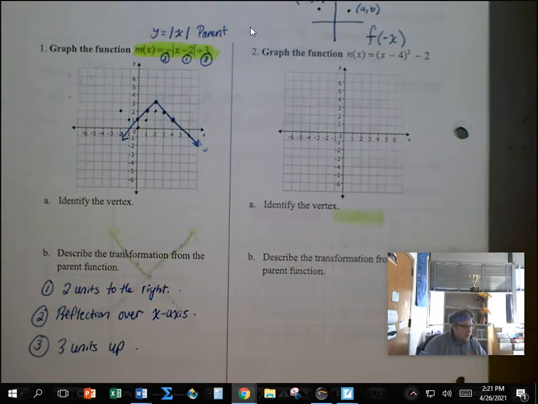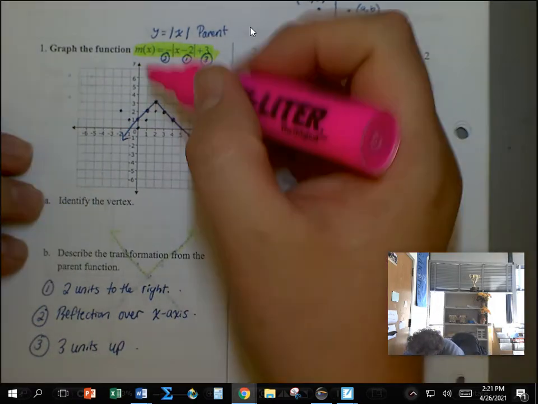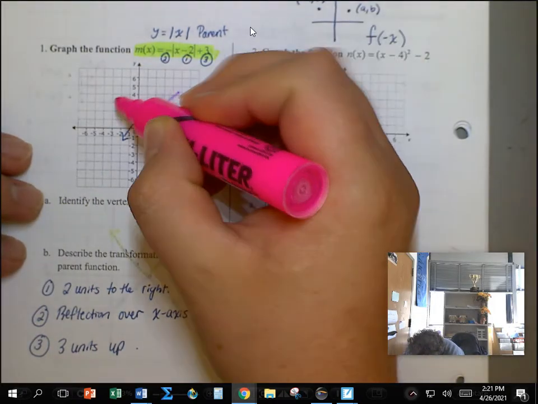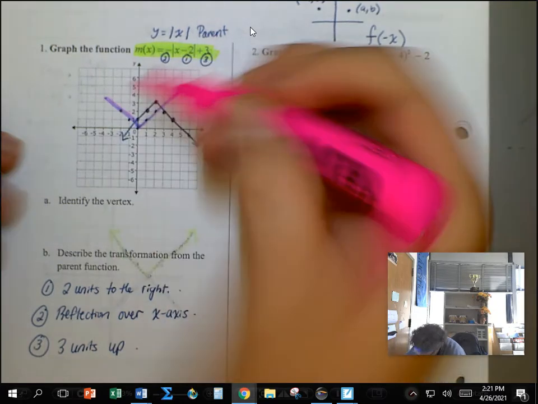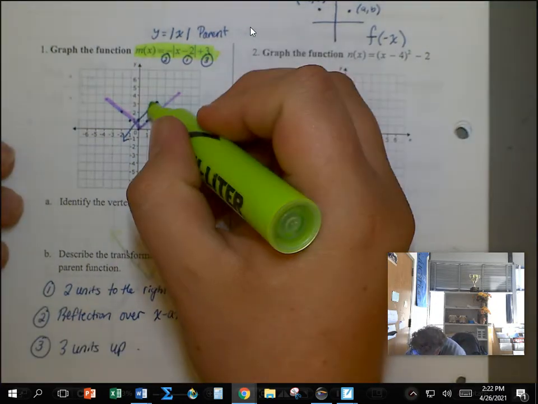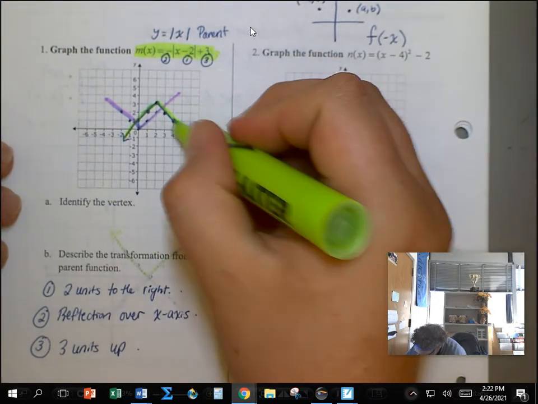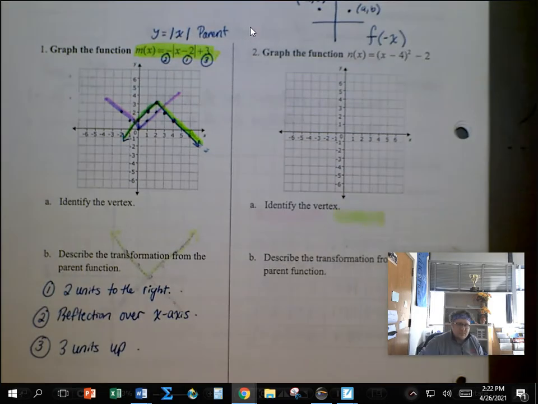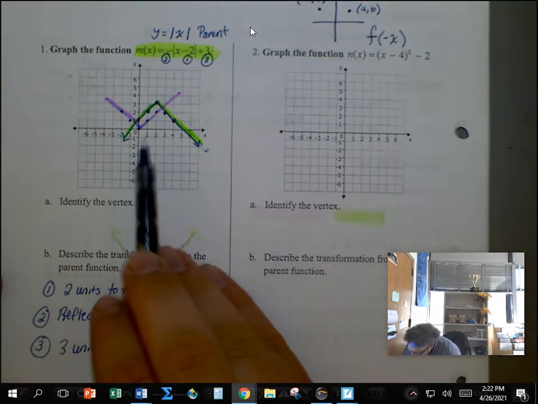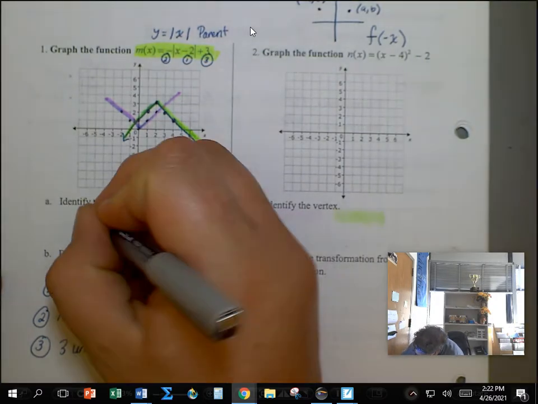So that is what the transformed function looks like. Just so you get a quick picture of the original, the original is right here, and the one that we just graphed is the one in green, right there. Last step, identify the vertex. So the vertex went from 0, 0. It's now at 2, comma 3.